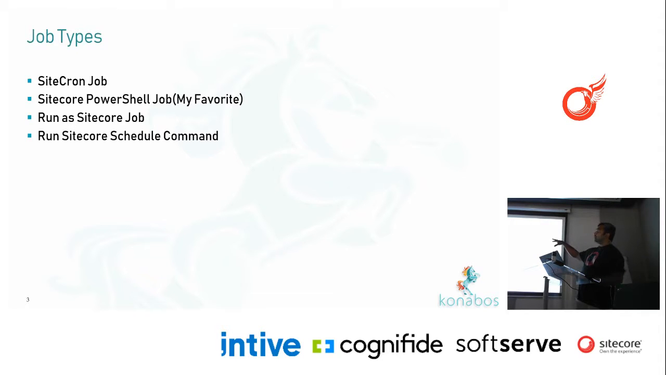The two at the bottom came out of the need where people were saying, hey, I already have a Sitecore job, or I already have a Sitecore schedule command, but I need it to run at a specific time. Can SiteCron help? And again, this came from real need, from real companies. So I built those two so that you can run a SiteCron job as a Sitecore job. A lot of the infrastructure teams were requiring or looking at the jobs viewer to see what was running at which time. So that's one of the reasons for that.